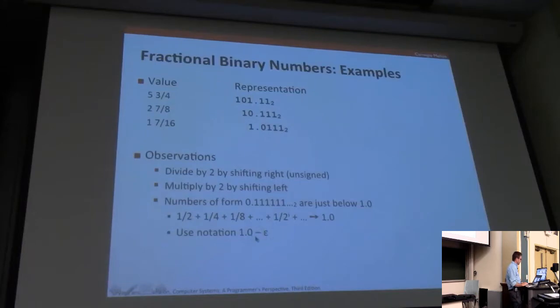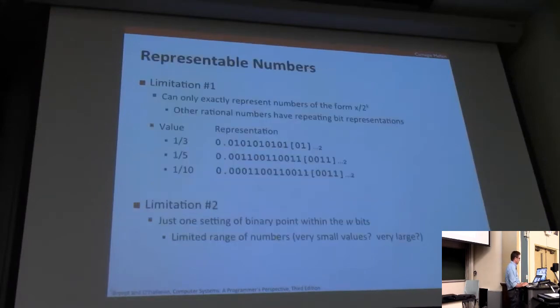And so when we want to represent those, we'll sometimes refer to numbers of that form as 1 minus epsilon, and epsilon just depends on how many bits you have to the right of the binary point. So epsilon gets smaller the more of those bits you have, as the number gets closer to 1.